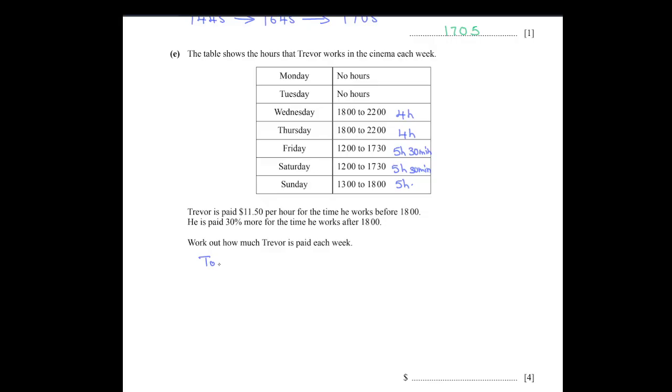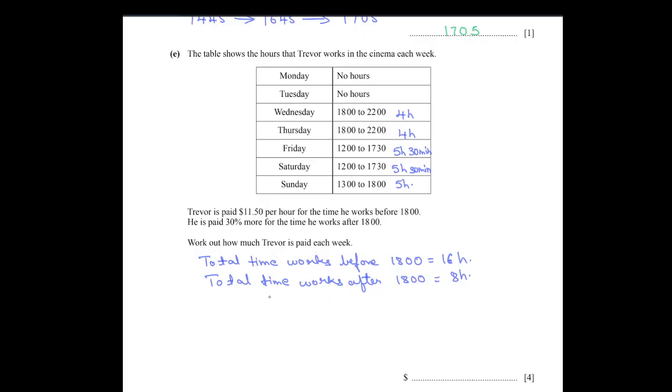The total time he works before 18 is equal to 16 hours. Then the total time he works after 18 is 4 plus 4, 8 hours.